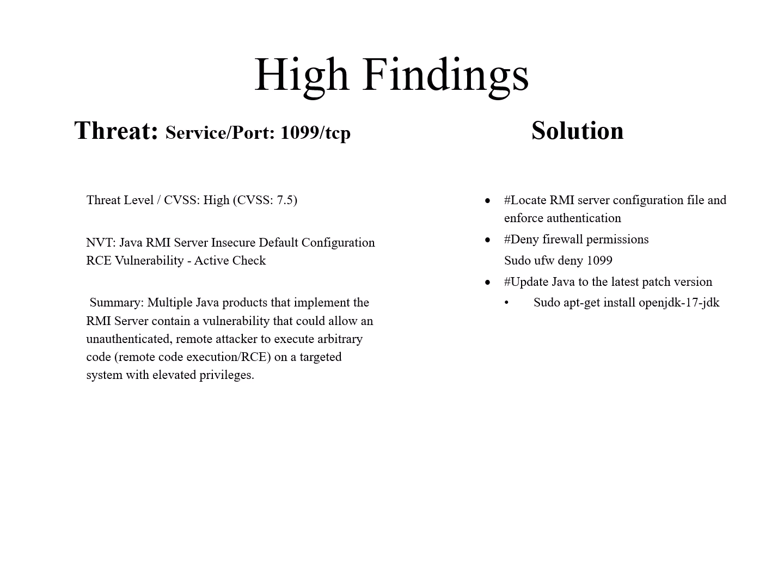Next, we have port 1099 on the TCP service. It is a threat level score of CVSS 7.5, and the Java RMI server is insecure. It has an insecure default configuration and is vulnerable. So multiple Java products that implement the RMI server have a known vulnerability that allows unauthenticated remote attackers to execute code. And this is obviously unwanted. So what we want to do is locate the server configuration files using something like Nano. We want to deny our firewall permissions, and then we want to update Java to use the latest patch version.